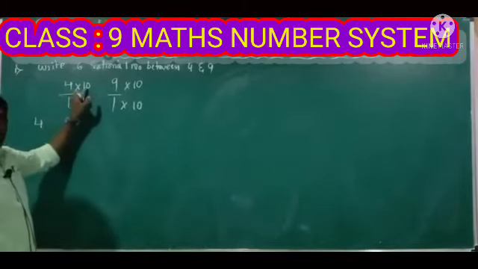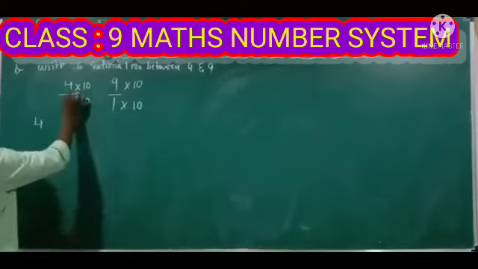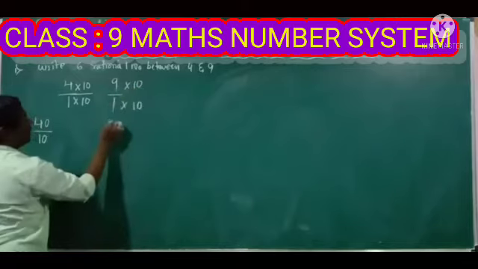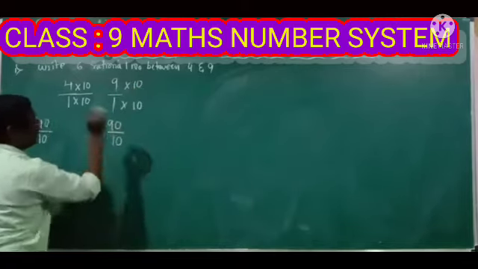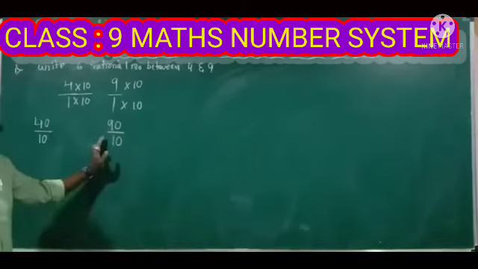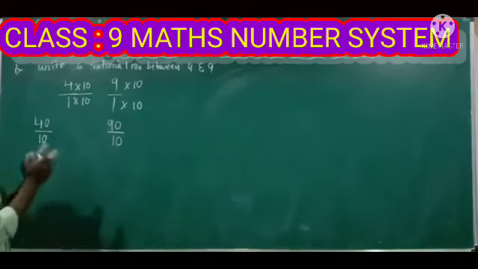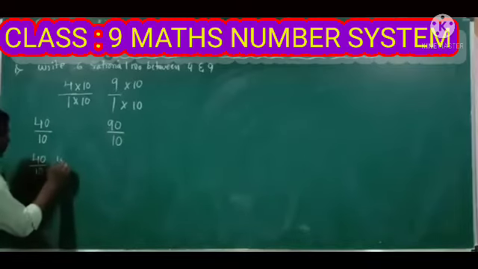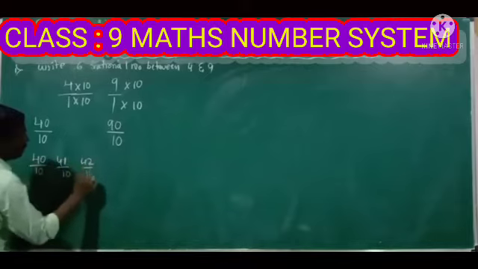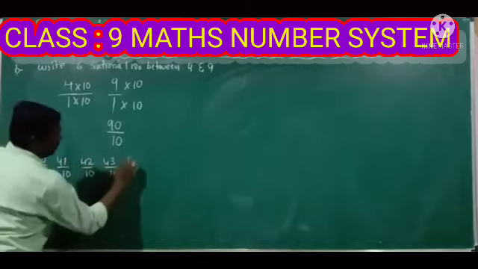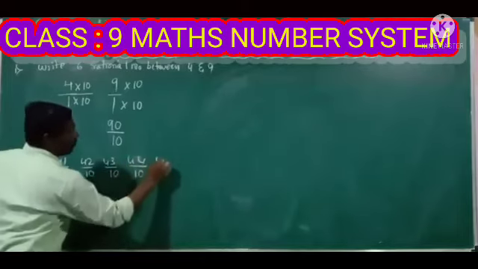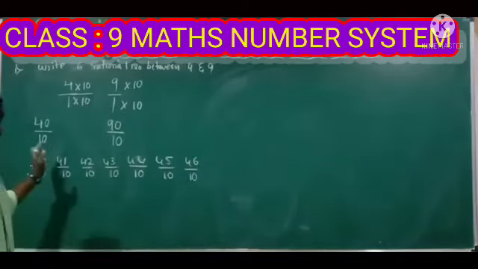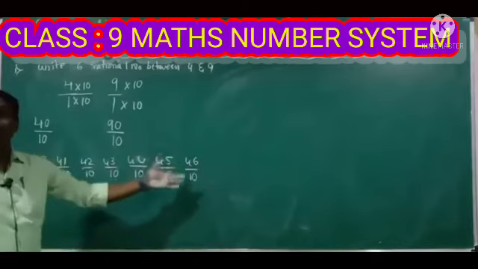After multiplying 10 for these two fractions, what am I getting now? 4 tens are 40 divided by 10. 9 tens are 90 divided by 10. Now these are the two rational numbers. Now write the rational numbers existing between 40 by 10 and 90 by 10. 40 by 10, 41 by 10, 42 by 10, 43 by 10, 44 by 10, 45 by 10, 46 by 10. Like this, we can write an infinite number of rational numbers.